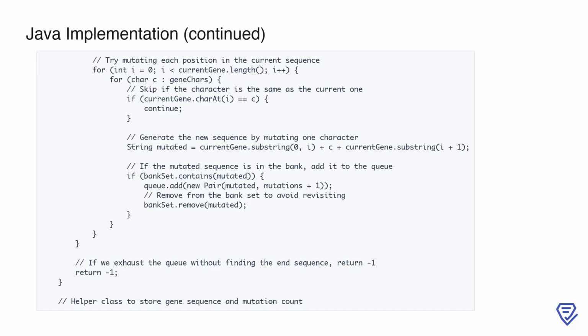If this new sequence exists in the gene bank, it means it's a valid transformation. We add this mutated sequence to the BFS queue with an incremented mutation count, effectively marking it as the next step in our transformation process. To avoid revisiting the same sequence, we immediately remove it from the gene bank set. This ensures we don't waste time processing sequences we've already explored. If the BFS completes without finding the target sequence in the queue, we conclude that it's not possible to reach the target and return -1.